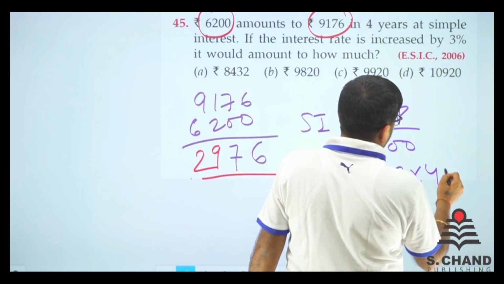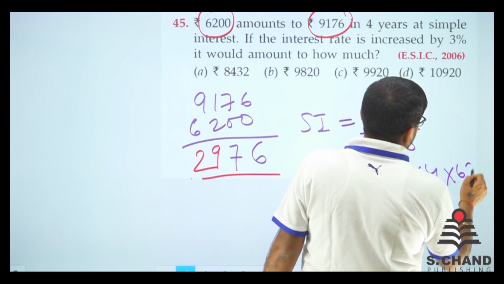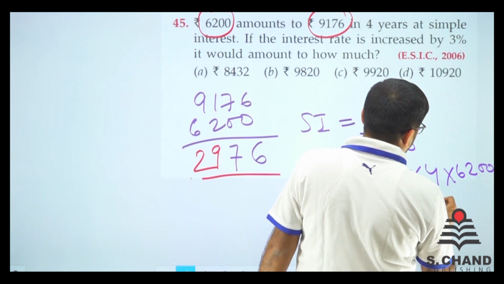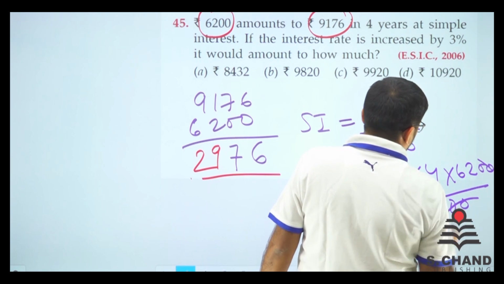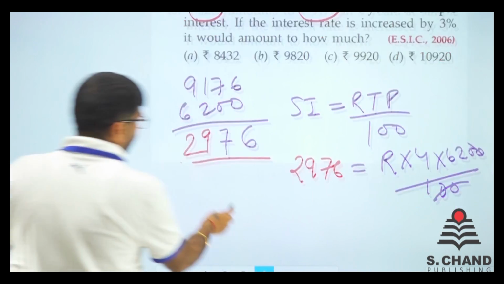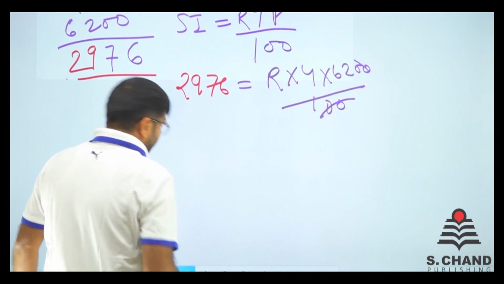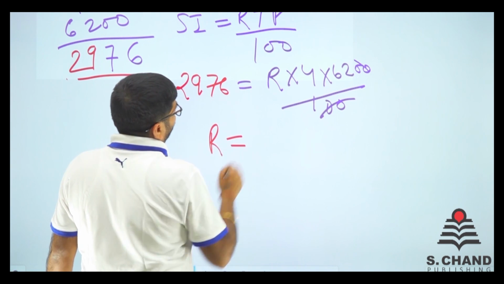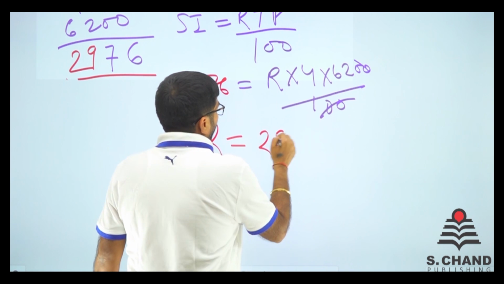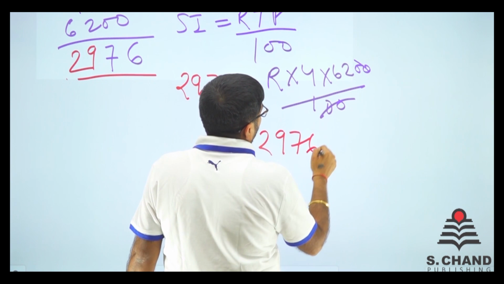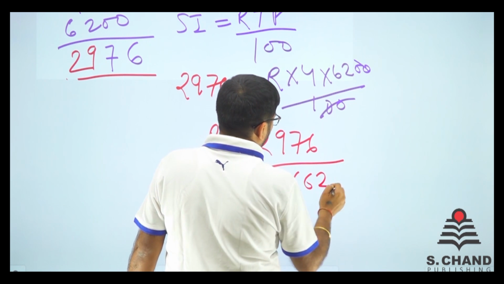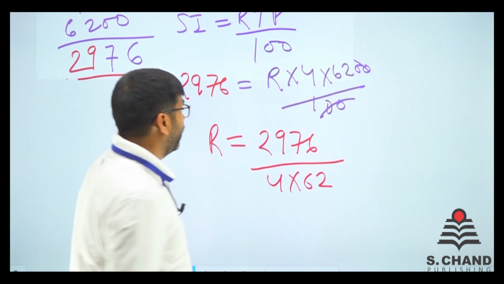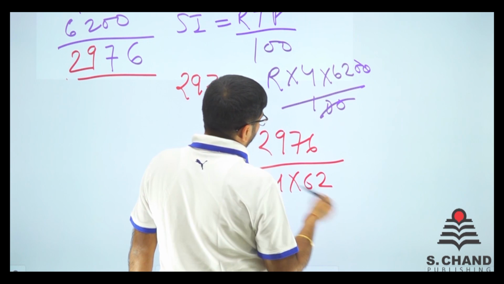Time is 4 years. Principal is 6200 divided by 100. So this 0 gone. Just calculate this. R is equal to 2976 divided by 4 into 62. Now we need to calculate this, right? So how should we go?